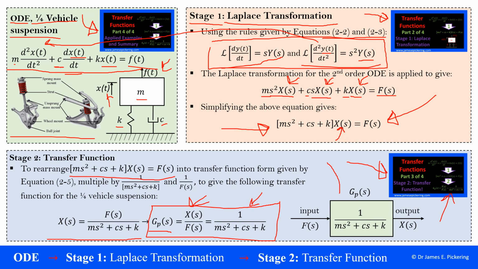Finally, one of the reasons we rearrange it into this form is because what we're interested in, in control, is inputs and outputs from components, subcomponents, systems, or whatever you want to call them. So in this case, the input is F of s, the process is modelled by this second order transfer function, which is mathematically equivalent to the starting point, and then the output here is the displacement X of s.